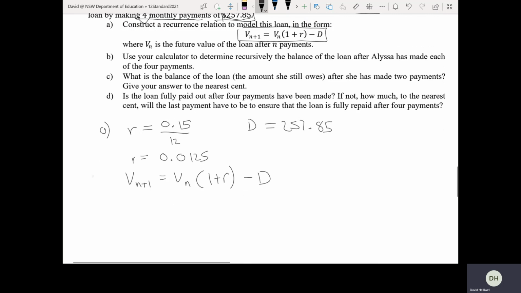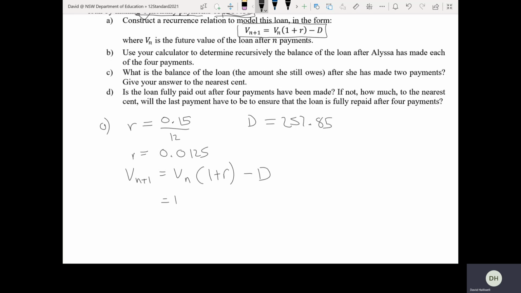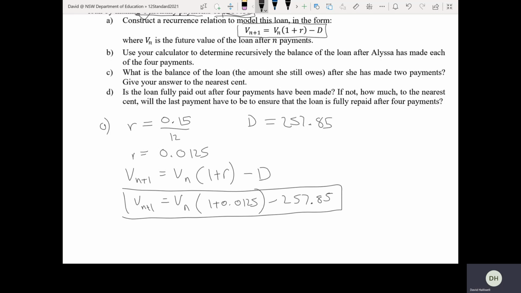All right, so let's substitute in. I'll get Vn plus 1 equals Vn times (1 plus 0.0125) minus 257.85. And that's part A done. If you would like to simplify the bracket, it's very easy to simplify, and that will make your calculations later on easier. Okay, so that's A done.